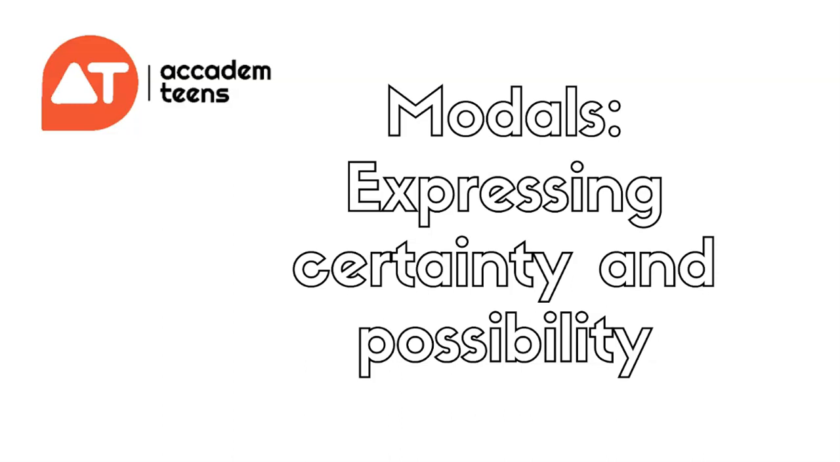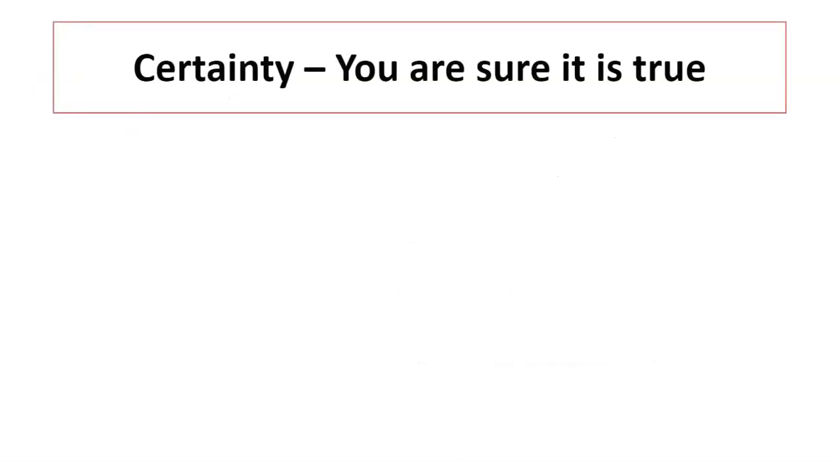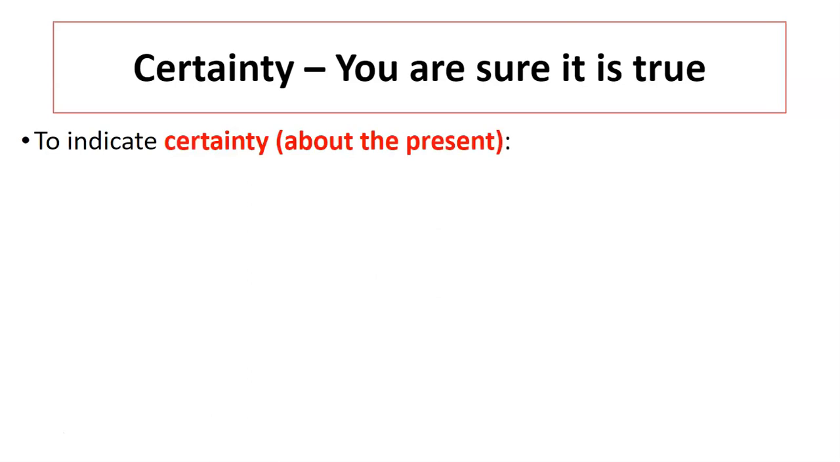The modals that we're looking at today are must, can't, may, might, and could. So first of all, we're talking about which modal we're going to use when we are sure that something is true. So when we're certain about things that are happening in the present, the modal that we must use is must.